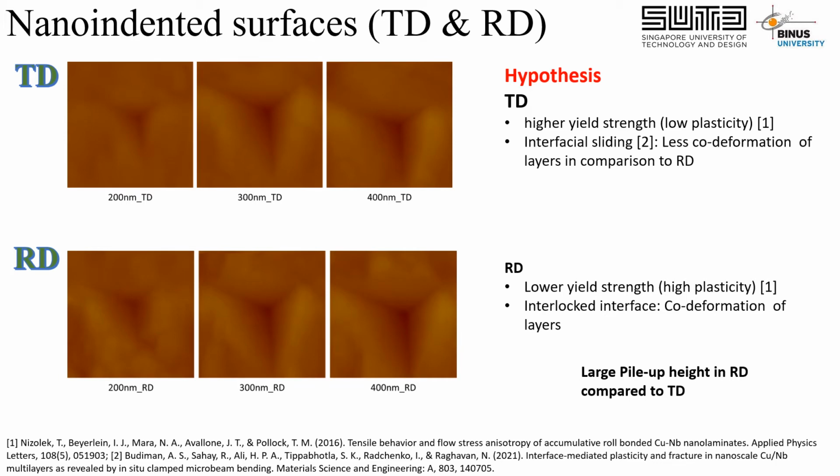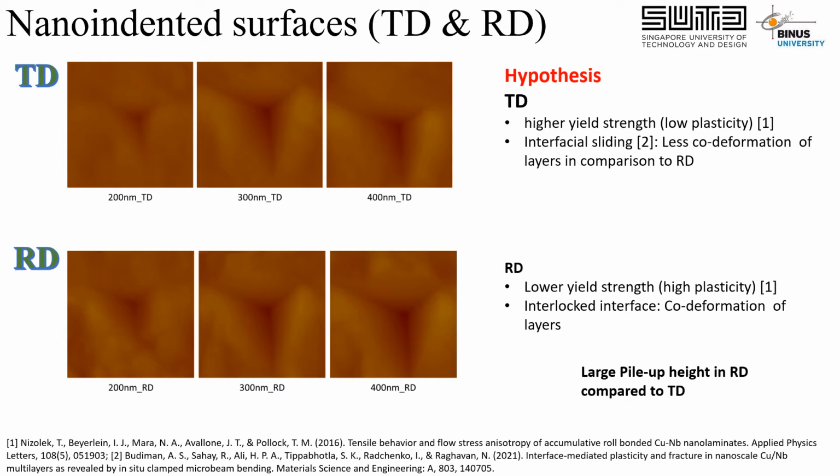So our hypothesis is that in the TD, because the interface is more likely to slide against each other, then there is less co-deformation of the layers. In other words, the deformation is mostly happening with the layers sliding against each other. And also that's because of the higher yield strength of the individual nanolayers of copper and niobium that is reported also in reference number 1 here.